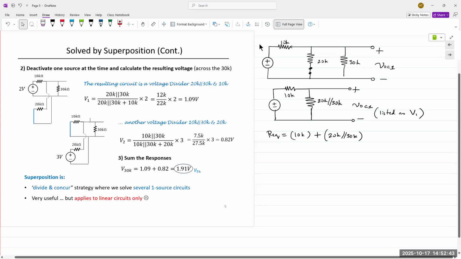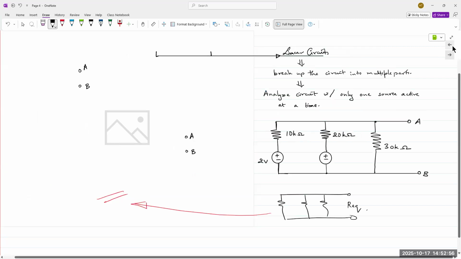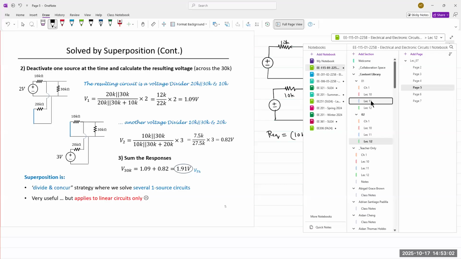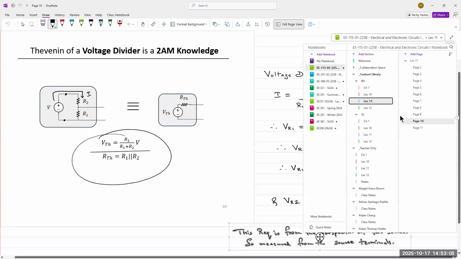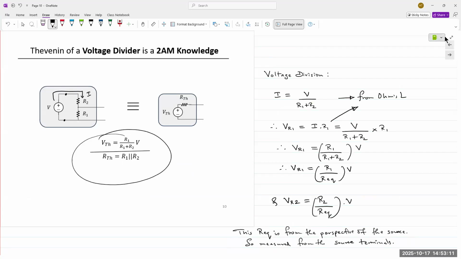I have a question. Yeah, go ahead. I'm a bit confused on why you added 10K ohms to the 30K. Because they are in series, and it's exactly the same as the previous circuit that we saw in the previous slide. Yes, so it's exactly like this one. Oh, okay, I see it. Okay, thank you.